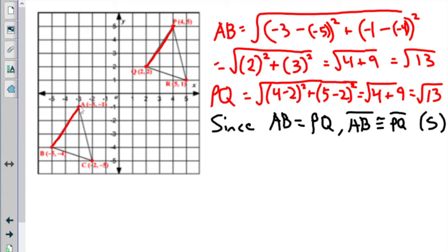So pair of sides number 2, we're going to start with B to C. And have you working a bit more independently now. I want you to find that distance from B to C.